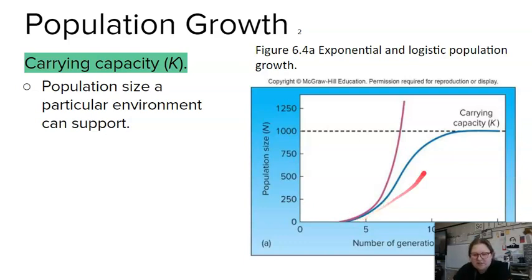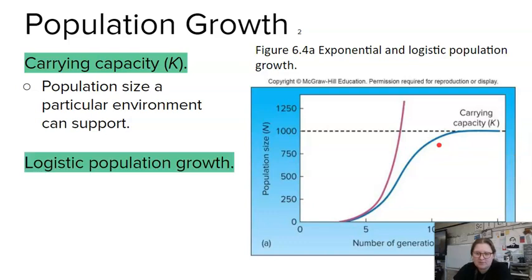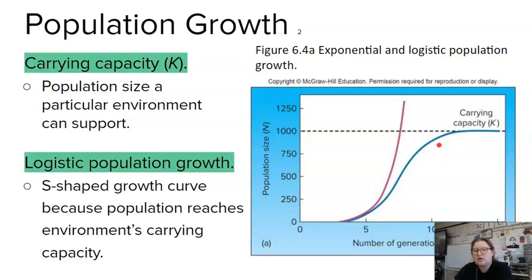Most of the time, this doesn't look as beautiful as this when we're looking at population growth. Usually the population grows up a little bit and then comes back down. But the max population that can be supported is carrying capacity. When we're taking carrying capacity into account, we have an S-shaped growth curve. You've got to use your imagination a little bit, but this is like a J, and then the blue is an S. So an S-shaped growth curve because the population reaches the environment's carrying capacity. That's logistic growth. It's logical.